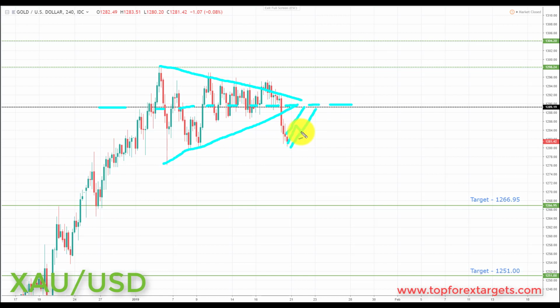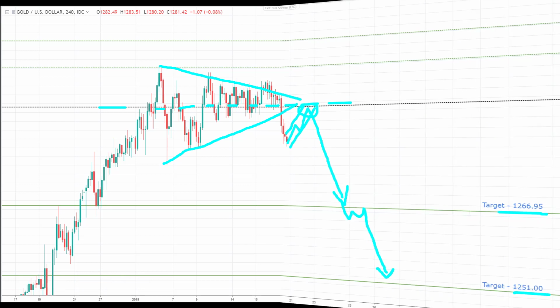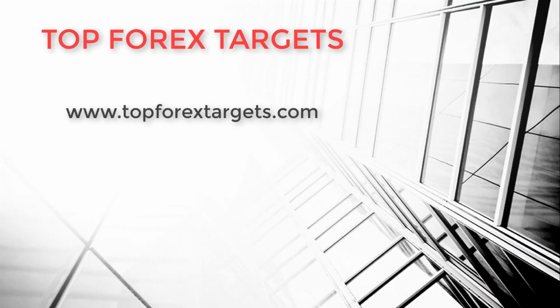If we can get a pullback, and preferably a retest of broken support turning resistance at the 1289.19, this is going to be a great place to start to look for bearish formations and patterns. And we're going to be looking at initiating shorts down towards the next key of support to the downside, the target set at the 1266.95. And if we can get a break through here, we're going to be looking down towards the second key area of support to the downside and the second target set at the 1251.00.